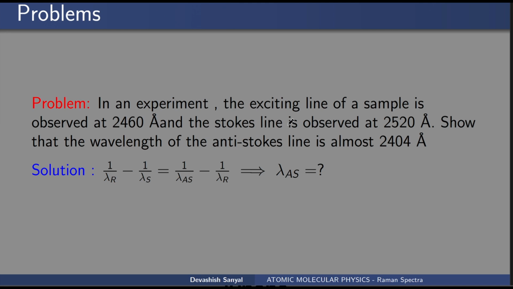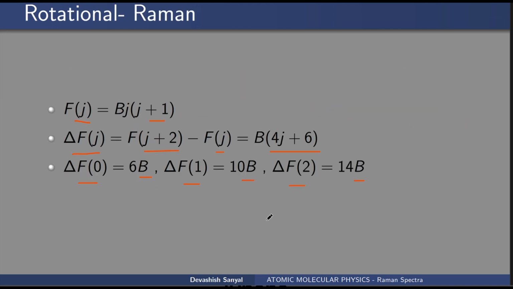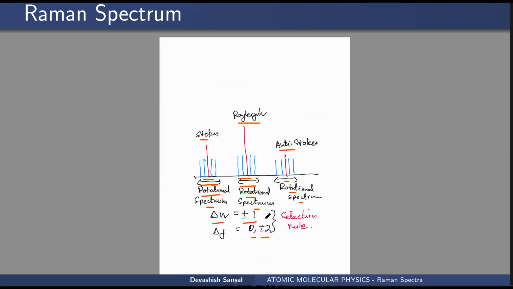In the next experiment, the exciting line of a sample is observed at 2460 angstrom, and the Stokes line is observed at 2520 angstrom. Show that the wavelength of the anti-Stokes line is almost 2404 angstrom. This is simple. So we are interested in the red lines here, and the difference between them in units of inverse length is the same.